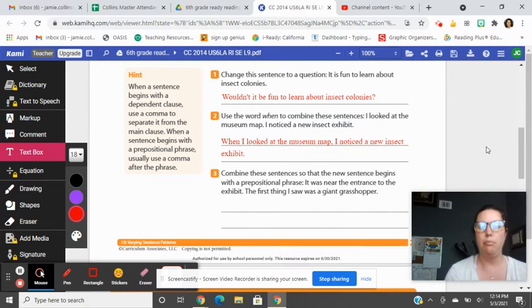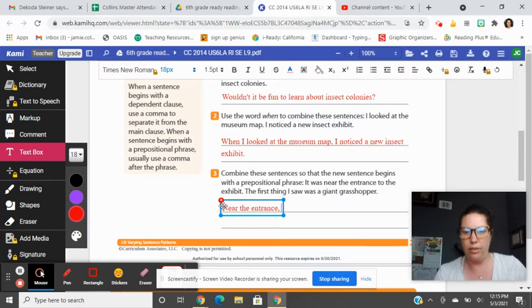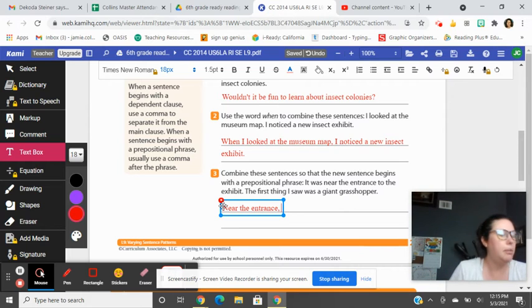It can give you time. So let's go ahead and start with near the entrance. So we're going to pull that prepositional phrase out of that first sentence. So near the entrance. And then I'm going to use a comma to separate my prepositional phrase from the other part. Oh, wait, hold on. So the exhibit was near the entrance. So near the entrance to the exhibit.